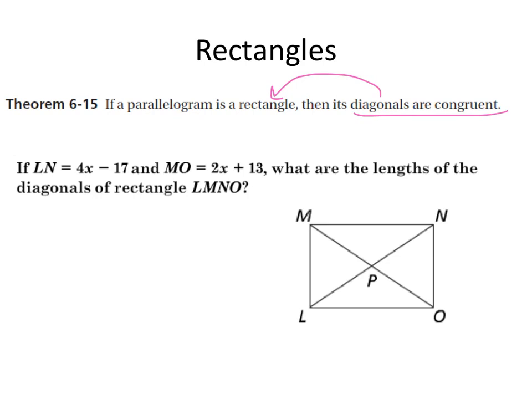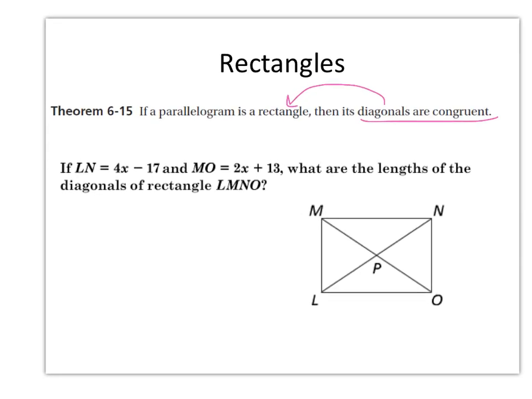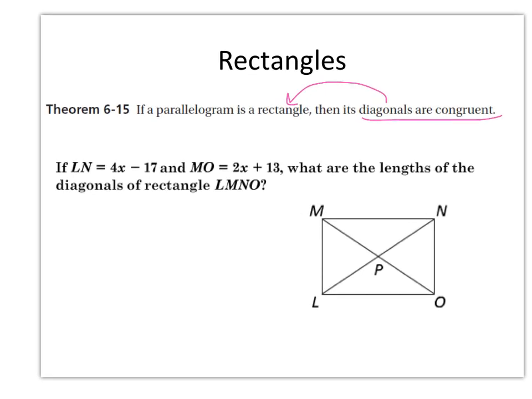Okay? So let's see if we can use this information here for solving this problem. So if LN, so L to N, so this diagonal here, is 4x minus 17, and MO, so M to O, this diagonal here, is 2x plus 13, what are the lengths of the diagonals of this rectangle?